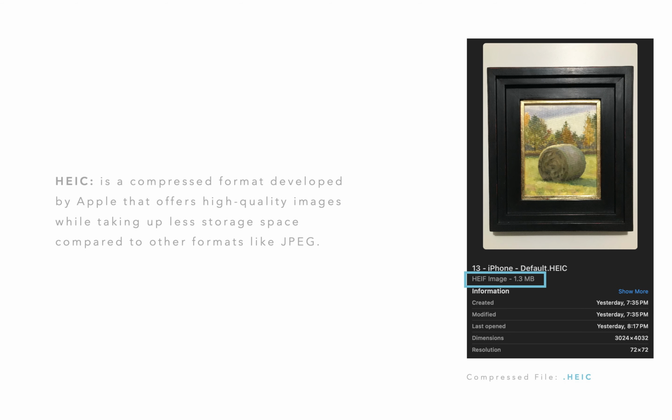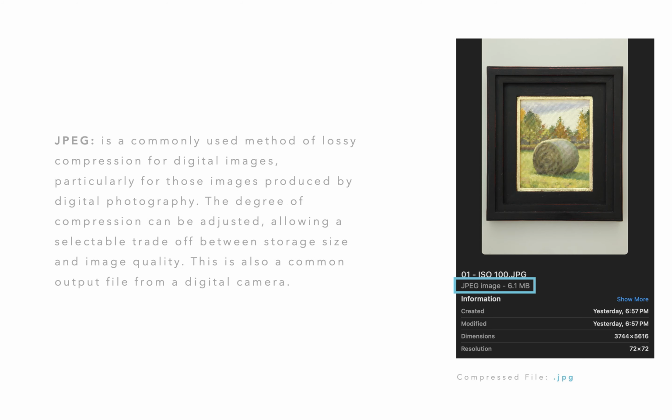HEIC is a compressed format developed by Apple that offers high quality images while taking up less storage space compared to other formats like JPEG. If I use AirDrop to get some of these images from my phone to my computer, it's going to be an HEIC. These are also pretty nice. I think there's a little bit more flexibility with these than a standard JPEG. Still a fairly small file size, but I have found that they're actually quite nice when I'm editing some images.